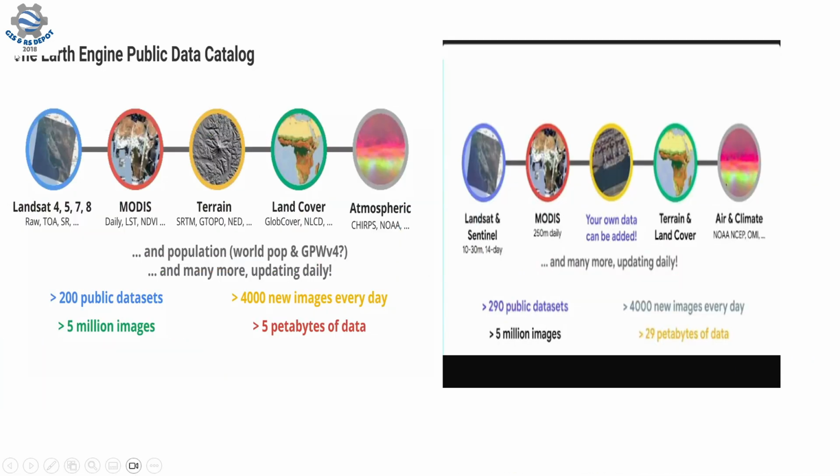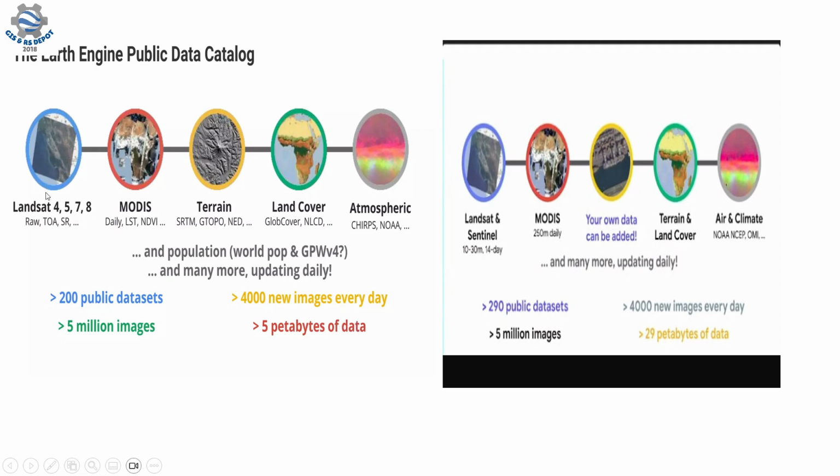So this is the Google Earth Engine public data catalog. You see here Landsat, and lots of satellite datasets available. After some time, I will mention it. You see more than 600 public datasets available in the Google Earth Engine platform, and daily they update more than 4,000 new images every day. And you can easily access more than 5 petabytes of data. This is totally free for users.